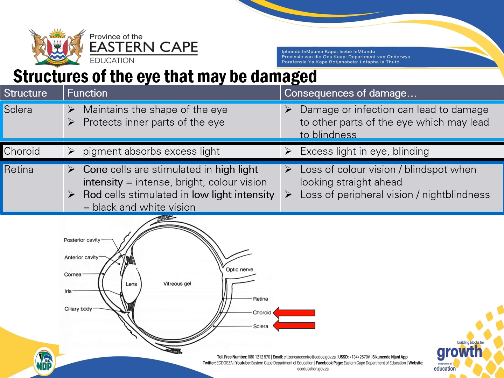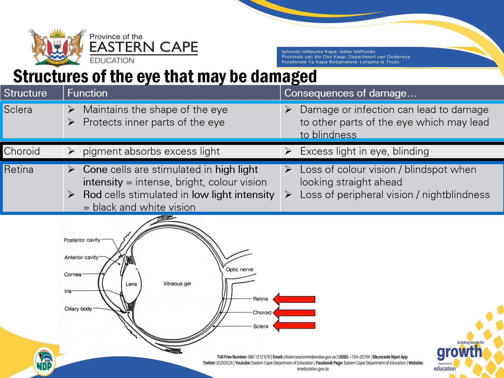The retina is the inner layer of the eye, and the retina is where your sense receptors for light are found. Now remember that there are two types of sense receptors. There are the cone cells, which are stimulated by high light intensity, and they allow us to see intense, bright, and color vision. Now the loss of cones would mean the loss of color vision. It would also cause a blind spot at the back of the eye when we are looking straight ahead.